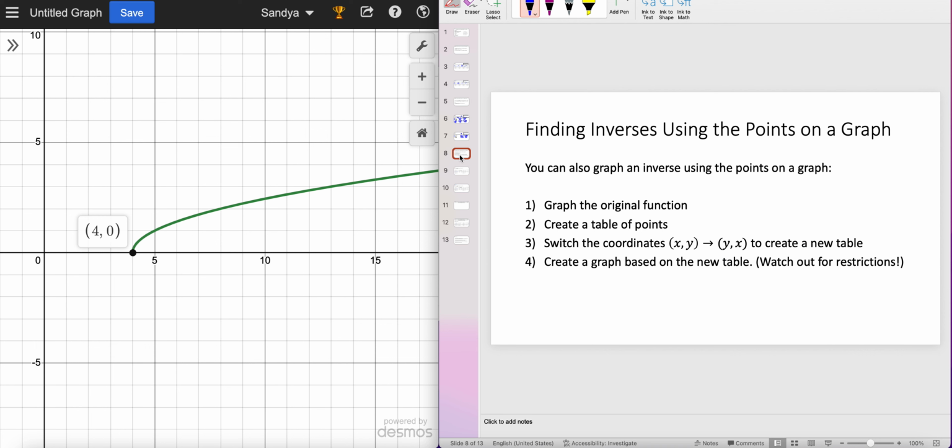So you can also find inverses using the points on a graph. You can graph an inverse using the points on a graph. You can start off by graphing the original function and creating a table of points. And then if you swap the coordinates, if you reverse the x and y values to create a new table, that will create a graph based on the new table. And that new graph will be the inverse. Be careful to watch out for restrictions. Remember, if you have things like square root functions, you don't want to have a negative x value. So just be careful with that when you're switching the x and y values.